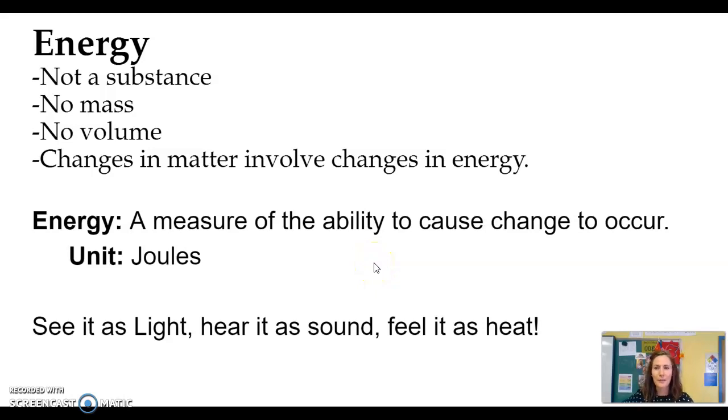It's pretty tough to conceptualize what energy is, but changes in matter involve changes in energy. So anytime you have matter changing form, whether it's from a solid, liquid, or gas, or changing from carbon dioxide to carbon monoxide or water or anything like that, you are involving a change in energy. Energy is identified as a measure of the ability to cause change to occur, and its unit is the joule, which we represent with a capital J. We see energy as light, we hear it as sound, and we feel it as heat, and energy is everywhere, and we would be lost without it.